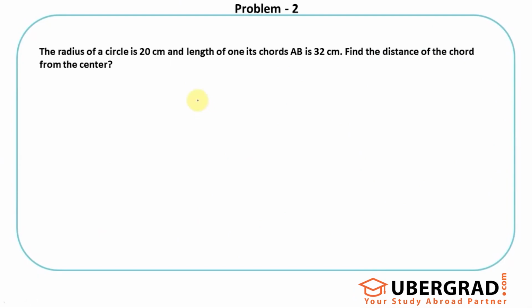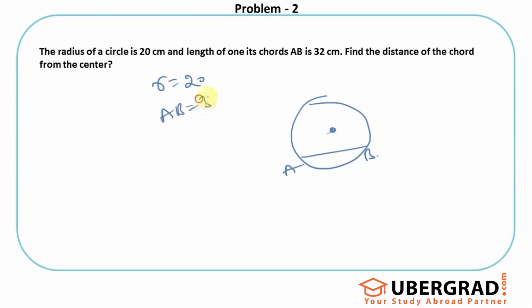Now, the second question: the radius of a circle is 20 centimeters and length of one of its chords AB is 32 centimeters. Find the distance of the chord from the center. As I said, that's the simple property that we discussed. This is the chord length AB, right? The radius of the circle is 20. Chord length AB is given as 32. What is the distance of the chord from the center, right? From the center, so I need to find out this distance x.